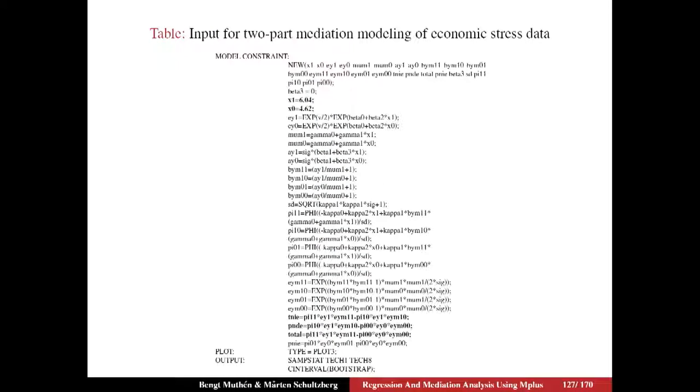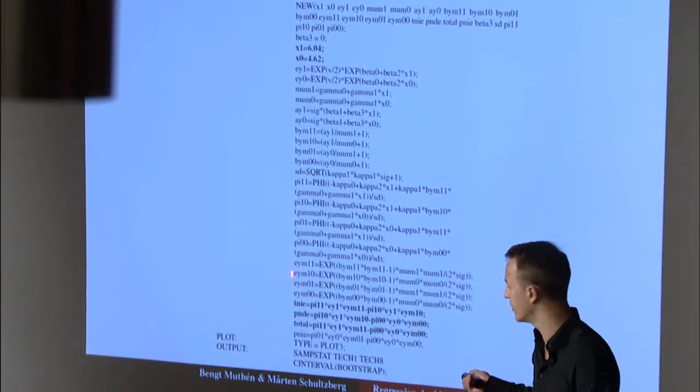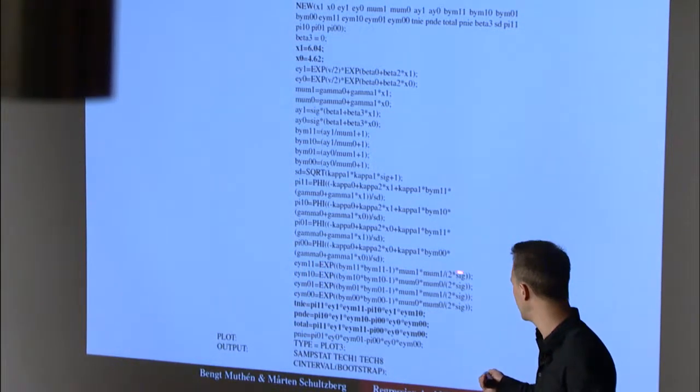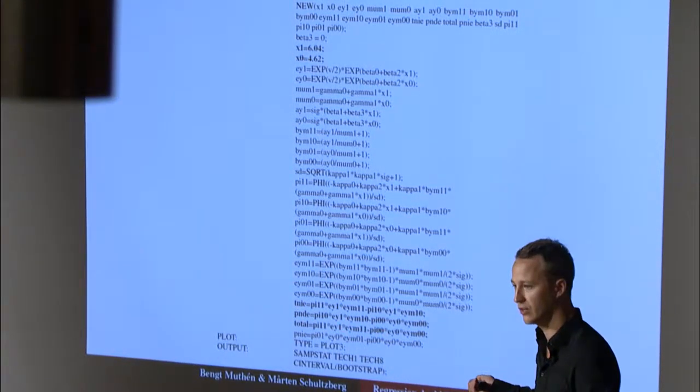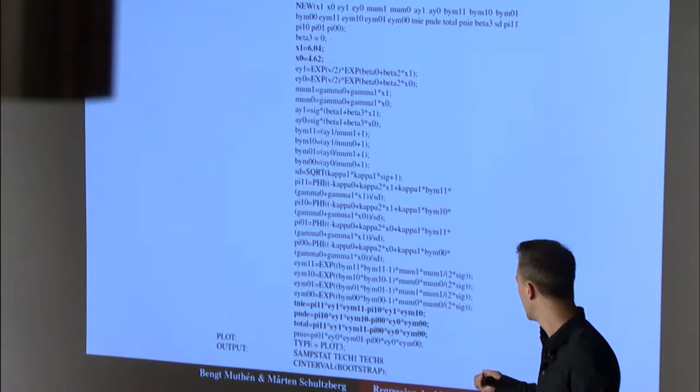These are the expected values. We have 4 expected values here, just above the bolded syntax. We have one explicit expression for each of these expected values. And then the total natural indirect effect and the pure natural direct effect are just functions of these, right? We just subtract them from each other.